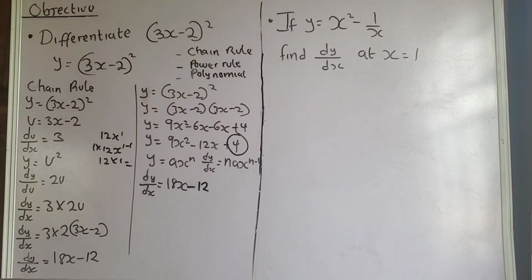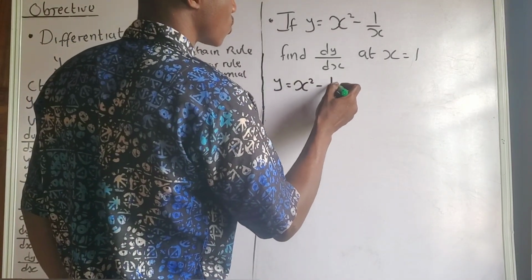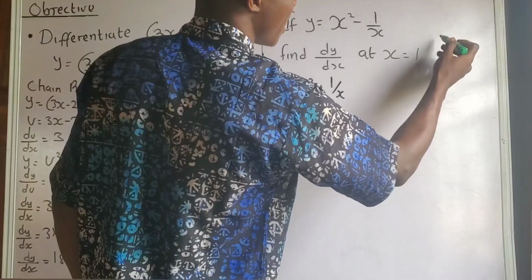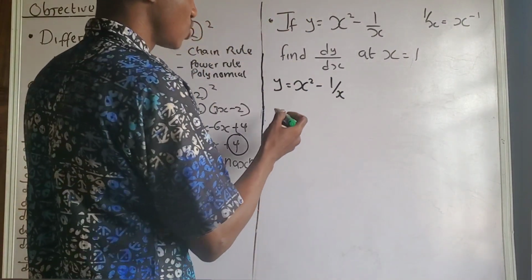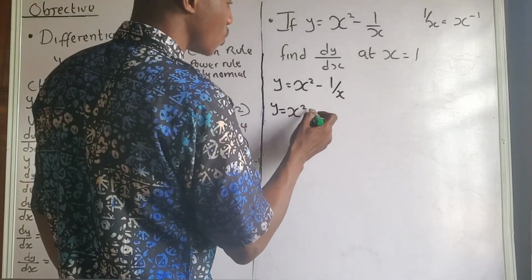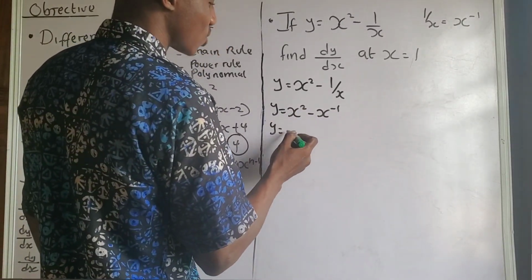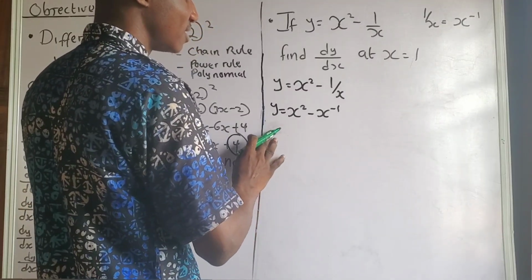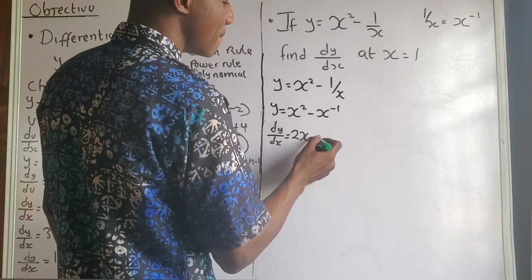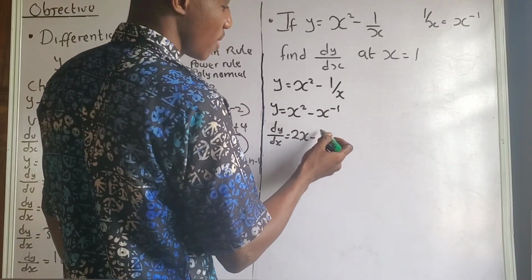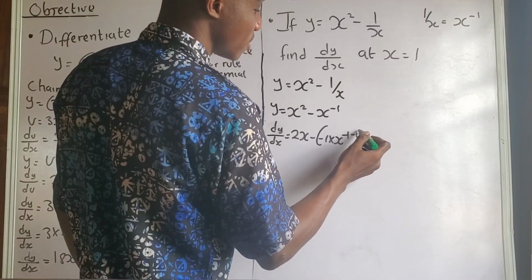So for this, if y equals x raised to the power of 2 minus 1 over x. Don't forget that 1 over x can be written as what? X raised to the power of negative 1. Do you understand? So y equals x to the power of 2 minus x raised to the power of negative 1. Are you getting it? Okay, let us differentiate dy dx. Dy over dx equals 2x minus 1 times x raised to the power of minus 1 minus 1.